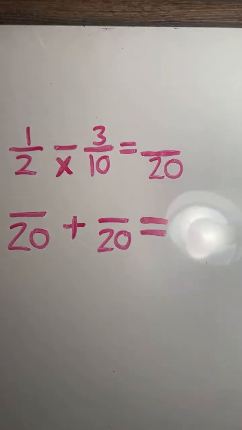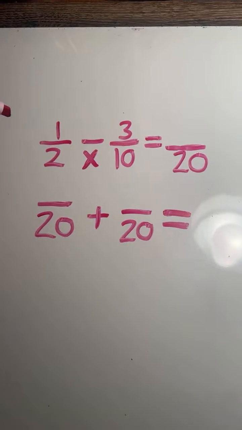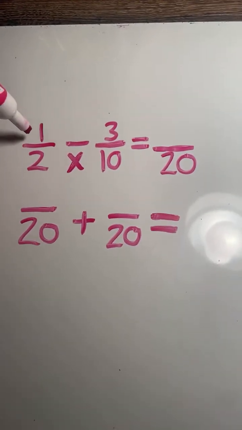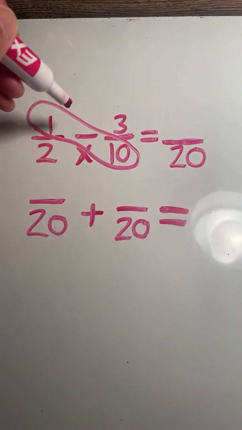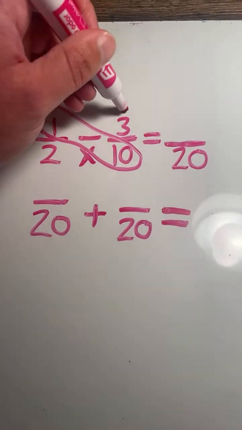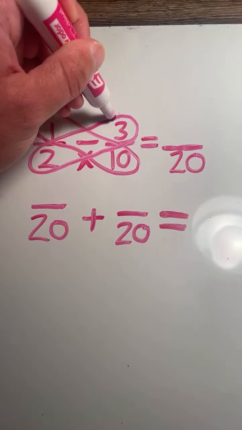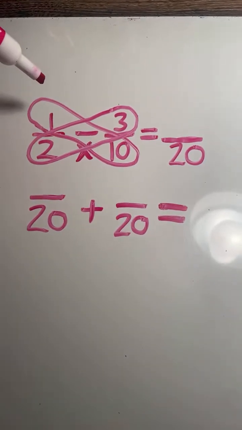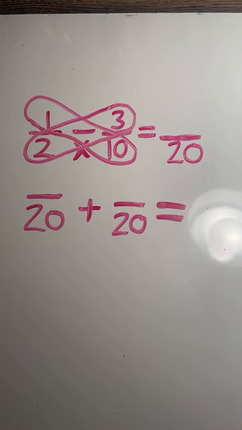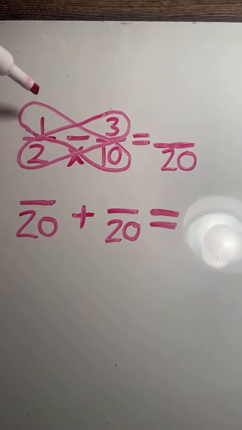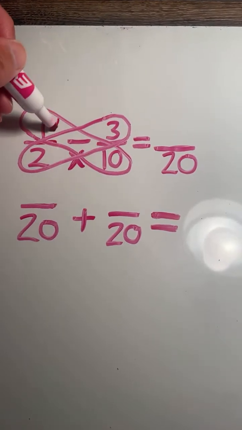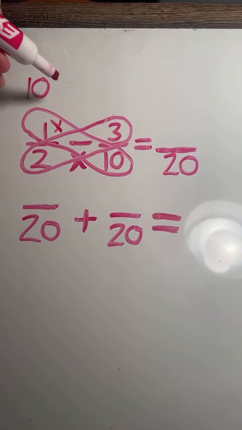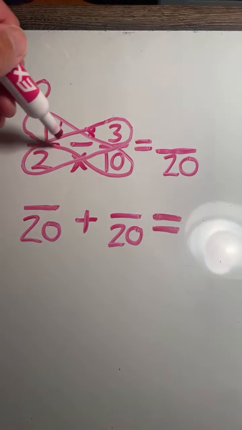Next, we have to multiply each numerator times the opposite denominator. So the 1 of the 1/2, we have to multiply that times 10. The 3 of the 3/10, we have to multiply that times 2. They call it the butterfly method because it's shaped like a butterfly, more or less. All right. 1 times 10 equals 10. 2 times 3 equals 6.